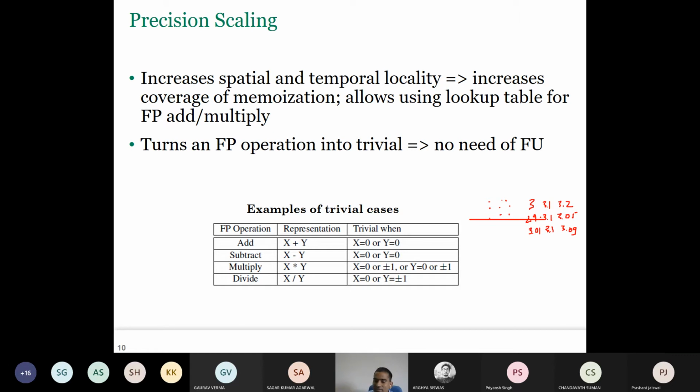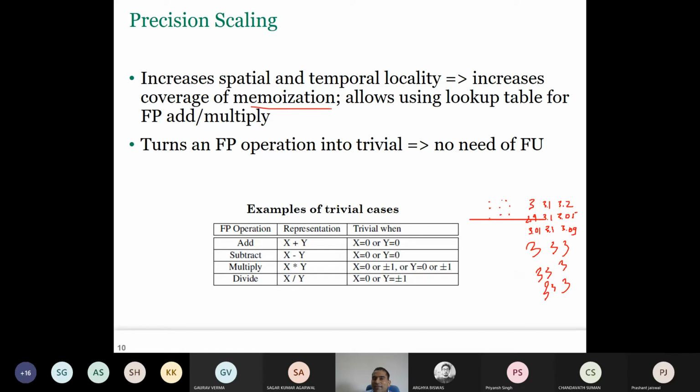integer, then all of them become 3. Isn't it? If you were to just round them off to the nearest integer, then all of them become 3 only. Then all of them become 3, 3, 3. Okay. So now your scope for memoization will increase.